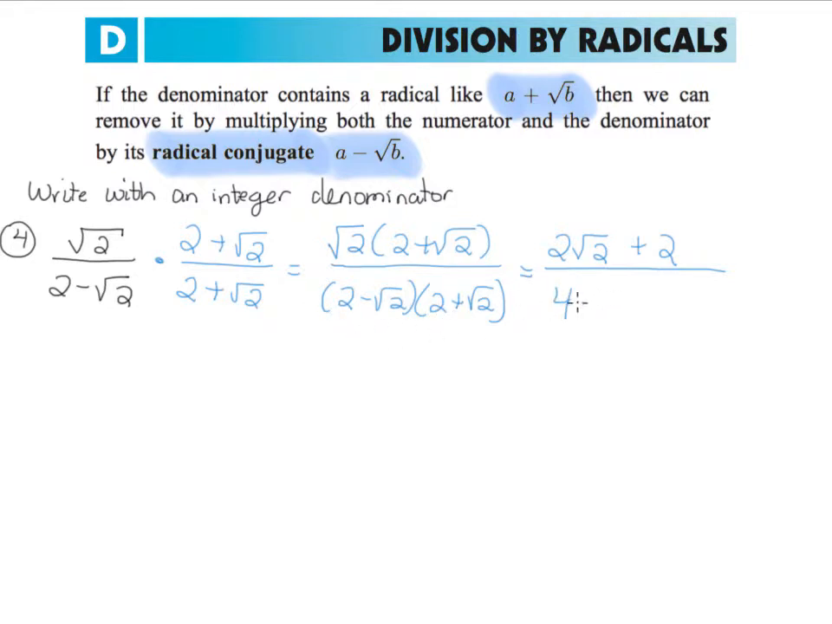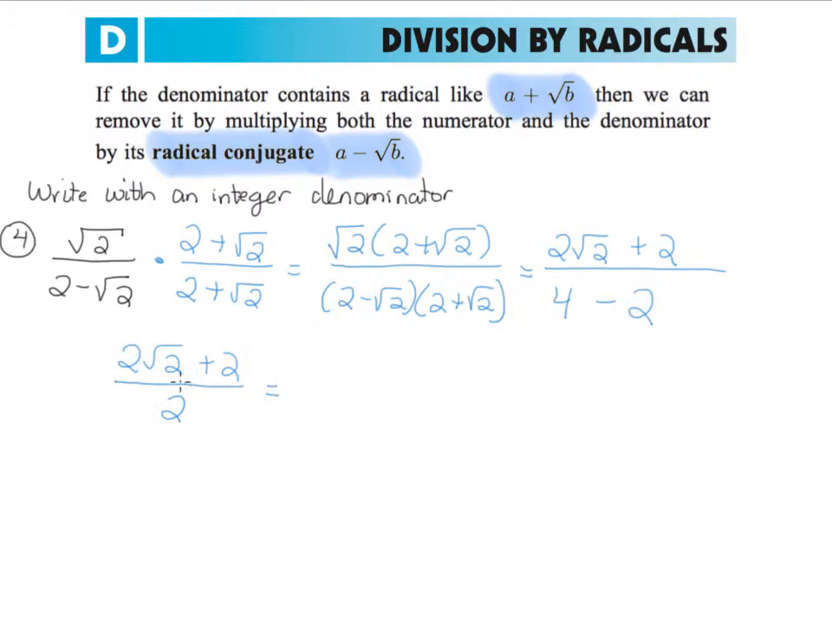The middle terms are going to cancel out, and we're going to end up with just the last terms squared, which would be a minus 2. So let's rewrite what we have here. We got 2 times the square root of 2 plus 2, all over 2. Now notice that I do have something in common here.